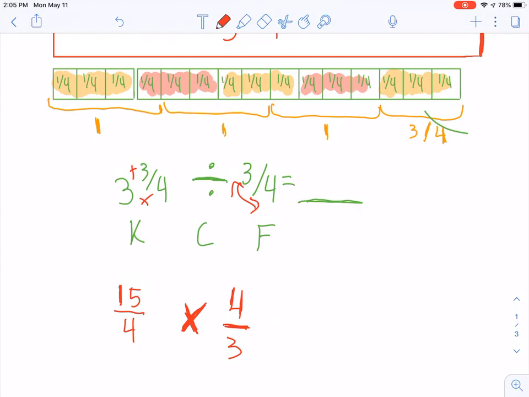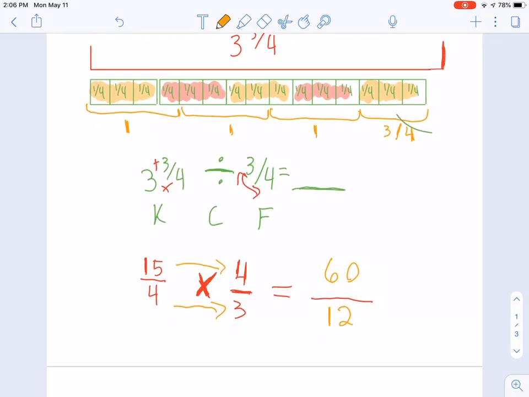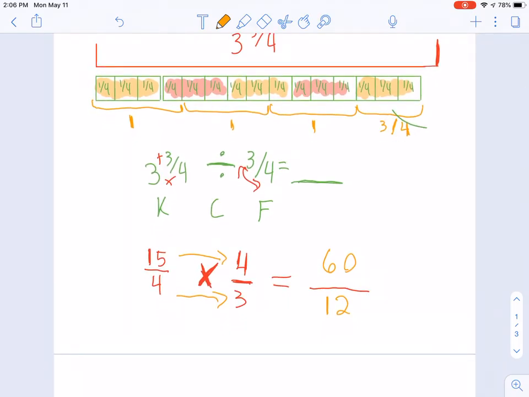And what are we going to get as an answer? Well, when we're dividing fractions, we always go across, multiplying as well. So 15 times 4 we know is 60. And 4 times 3 is 12. And remember, we think of this as a division problem. So 60 over 12 is the same as 60 divided by 12. And 60 divided by 12 equals what? 5. Okay, so there you have it.